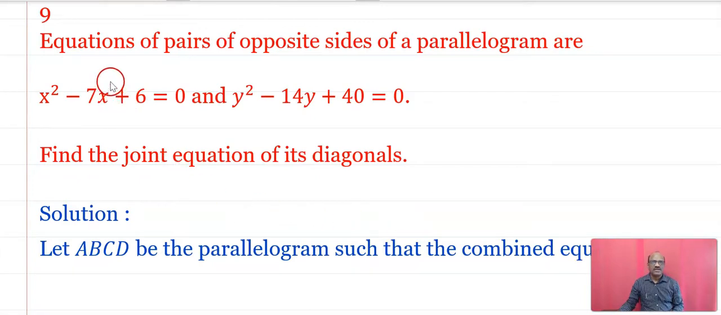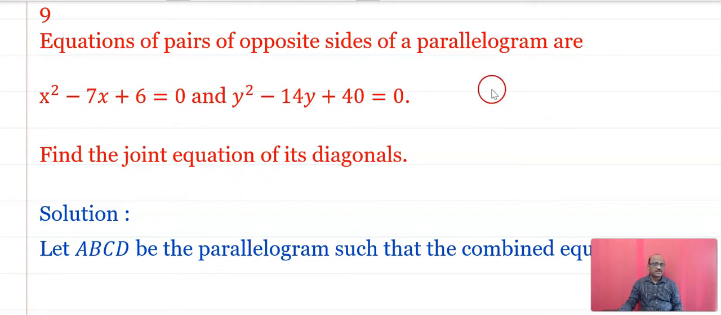Next question. Equations of a pair of opposite sides of a parallelogram are x square minus 7x plus 6 is equal to 0 and y square minus 14y plus 40 is equal to 0. Find the joint equation of their diagonals.